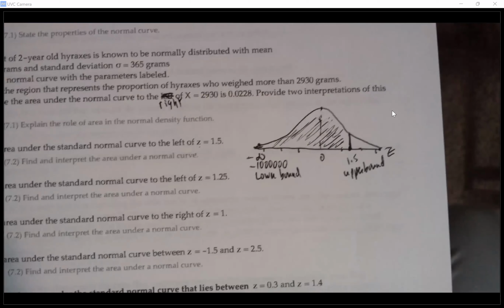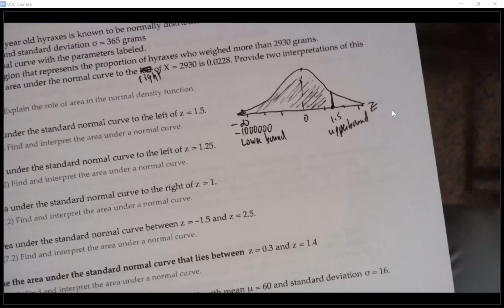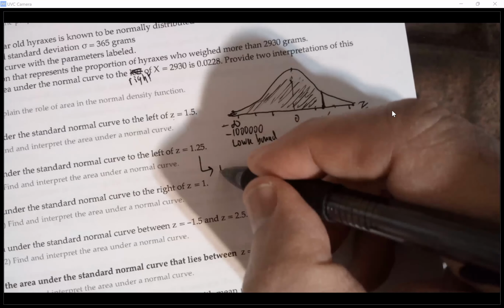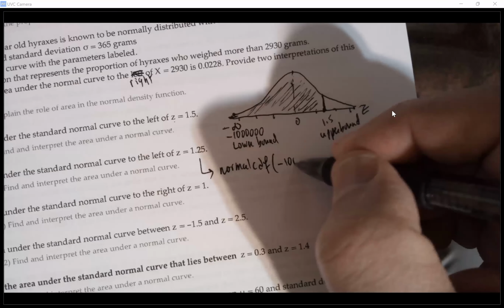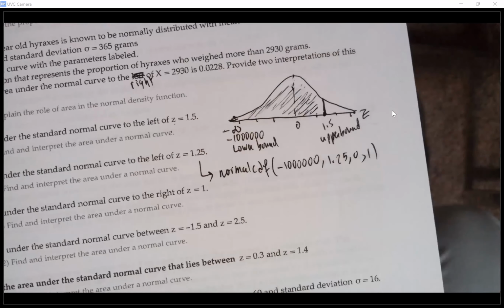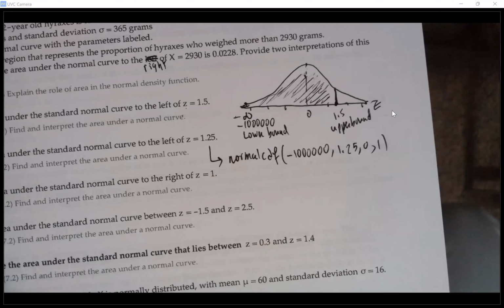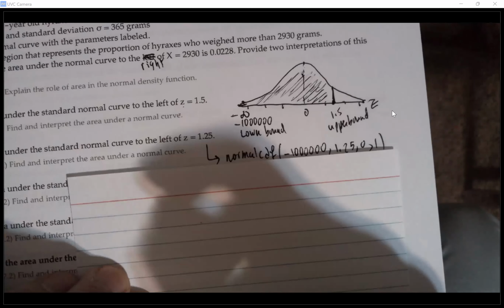Next question. Find the area under the standard curve to the left of z equals 1.25. It's exactly the same, but instead of 1.5, we'll put 1.25. So it's going to be normalcdf, negative 1,000,000, 1.25, 0, 1, and then you use your calculator to find this answer. For 5, find the area under the standard normal curve to the right of z equals 1. Okay, to the right of z equals 1, let me sketch it here so you can see it. This is how it's going to look.